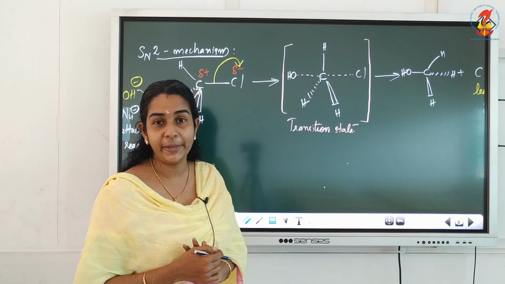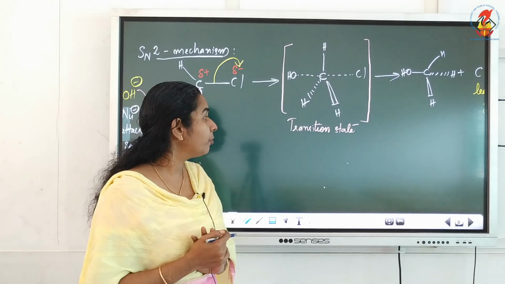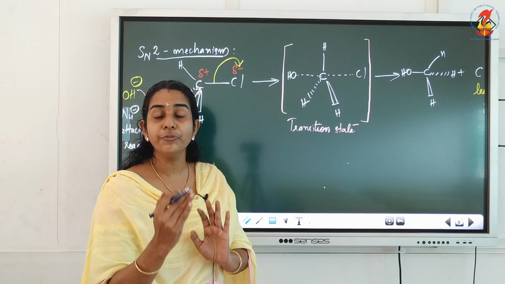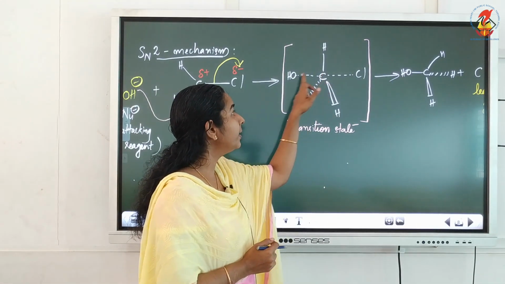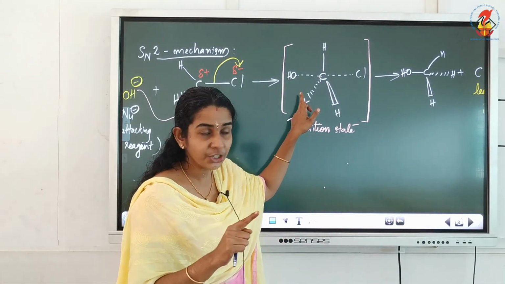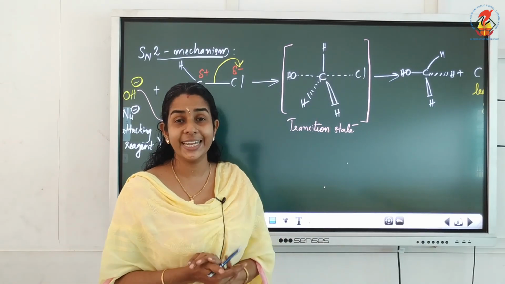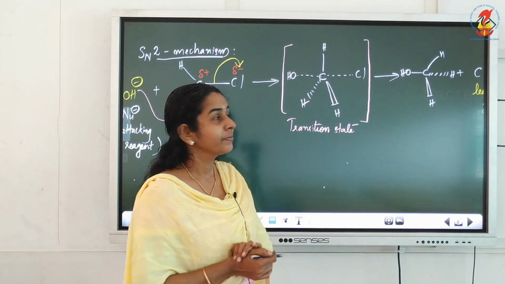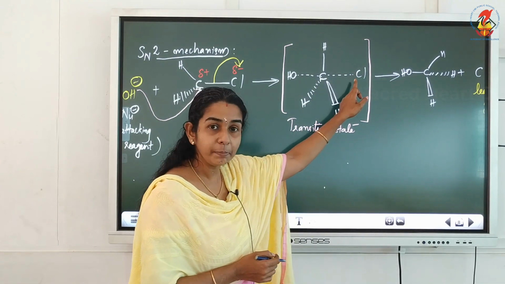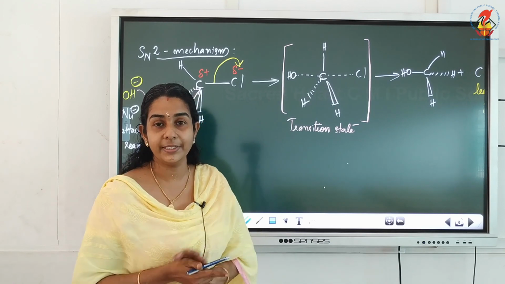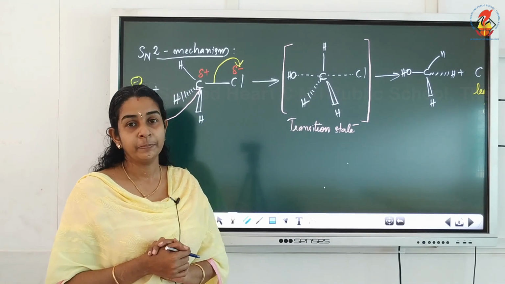So how we can describe the transition state is, in the transition state, the bond formation, that is carbon nucleophile bond formation, and the CX bond breaking, both are taking place simultaneously. The bond breaking is not complete, bond formation is also not complete. That is why it is represented using dotted lines.